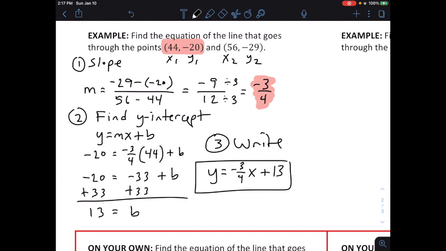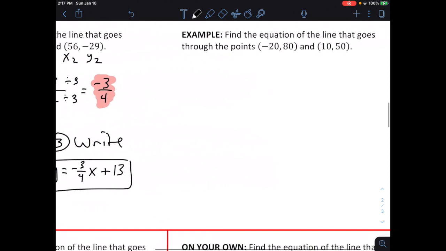Oof, a lot of work, huh? Really, the only additional thing is finding the slope. Once we find the slope, it's the same as last week, where we just plug our slope and a point into y equals mx plus b. All right, let's try another one.